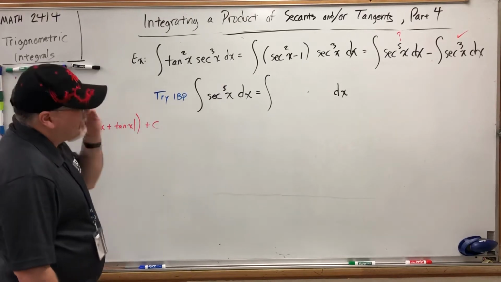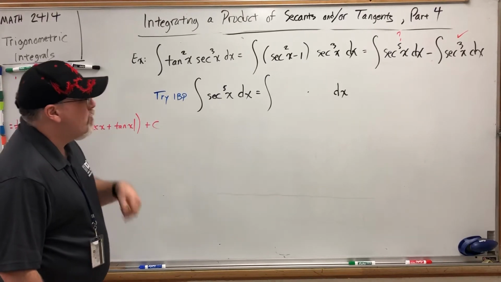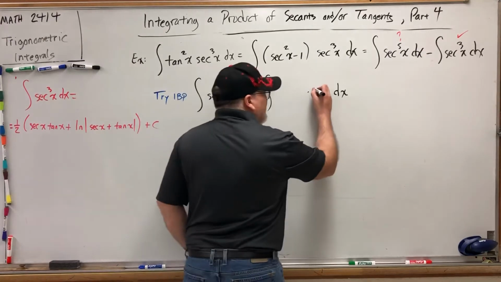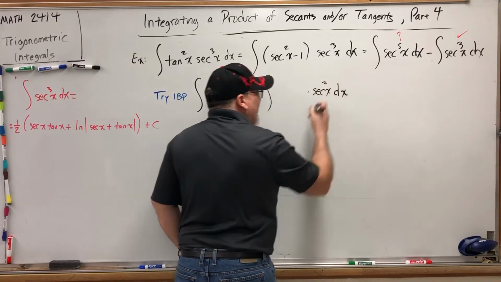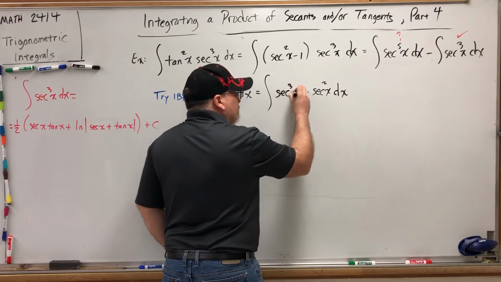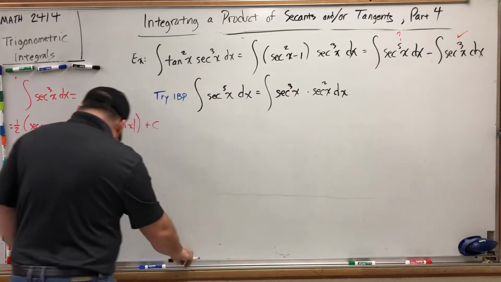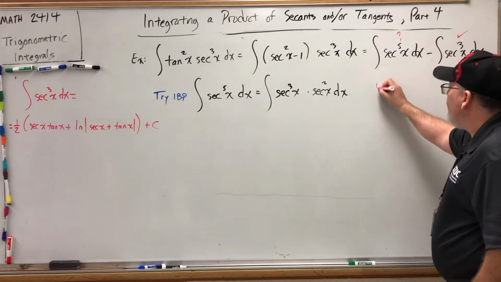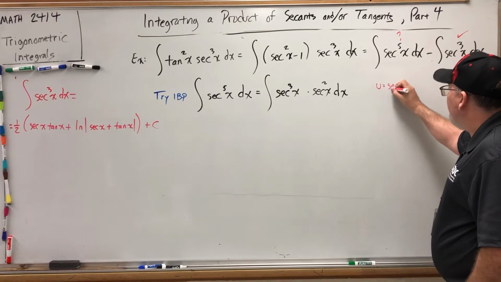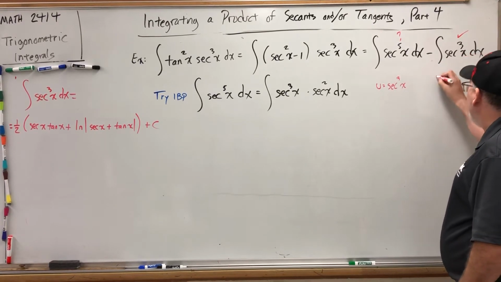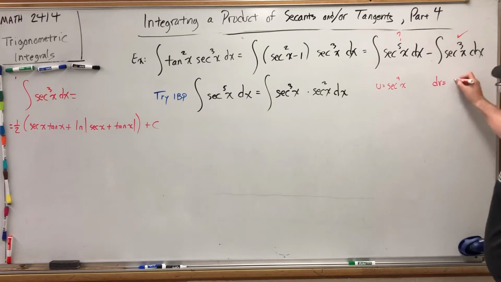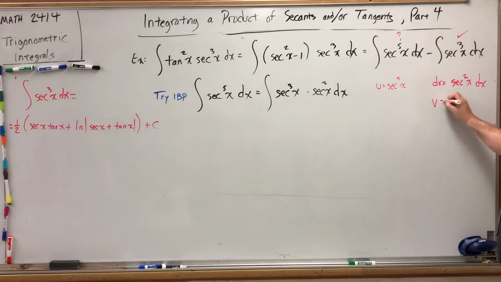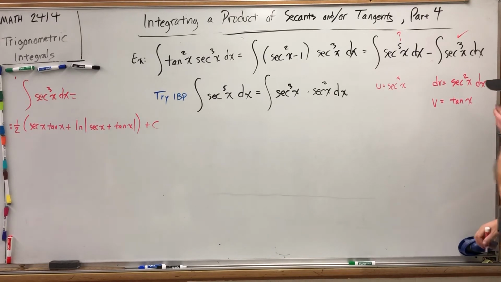Can we integrate secant to the fourth? Well, we might be able to, but knowing that I can integrate secant squared easily, I think I'm going to make that my dv. So let's try that. Let's try integration by parts where u is equal to secant cubed of x and dv is equal to secant squared of x dx. Integrating the dv will just give us tangent of x, so that's not too bad.